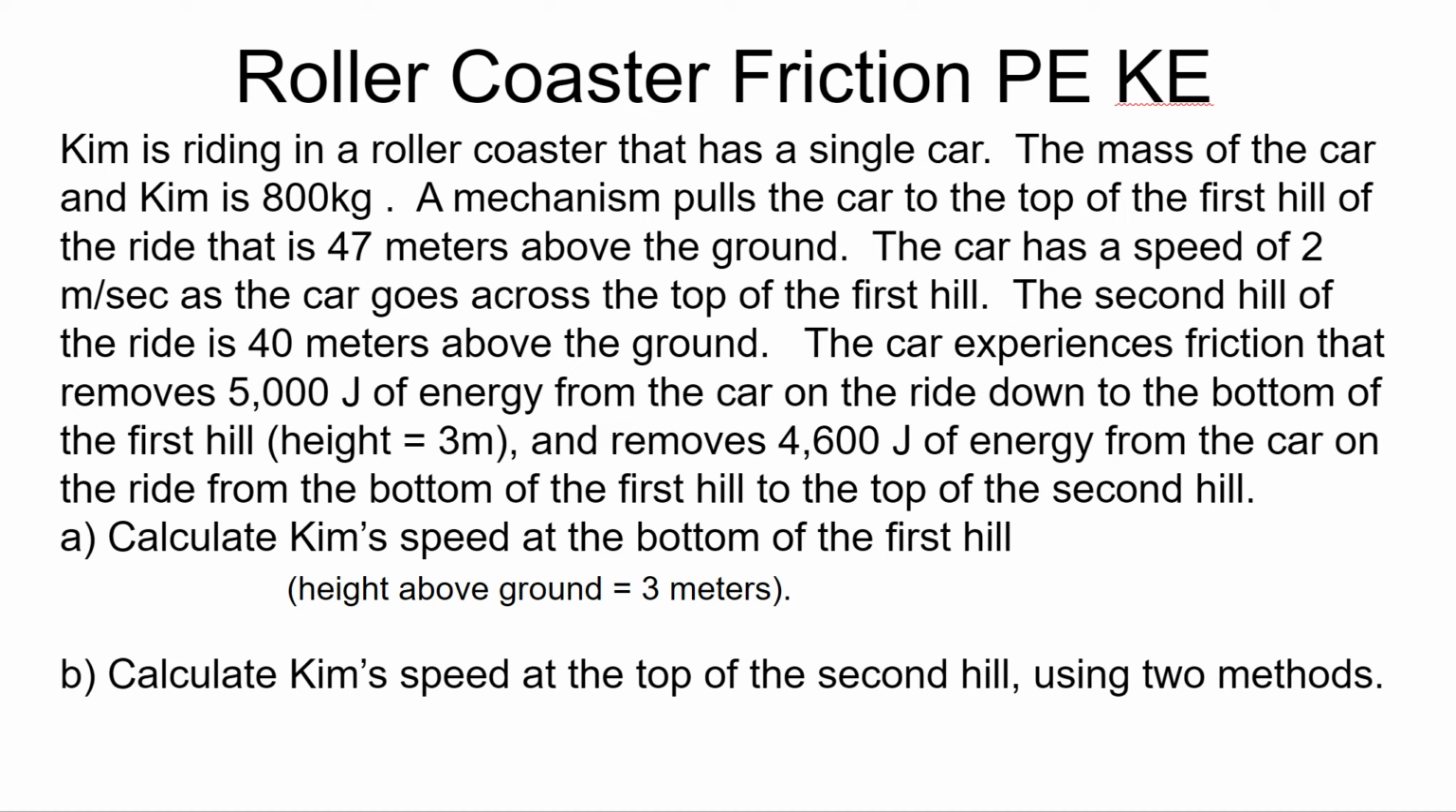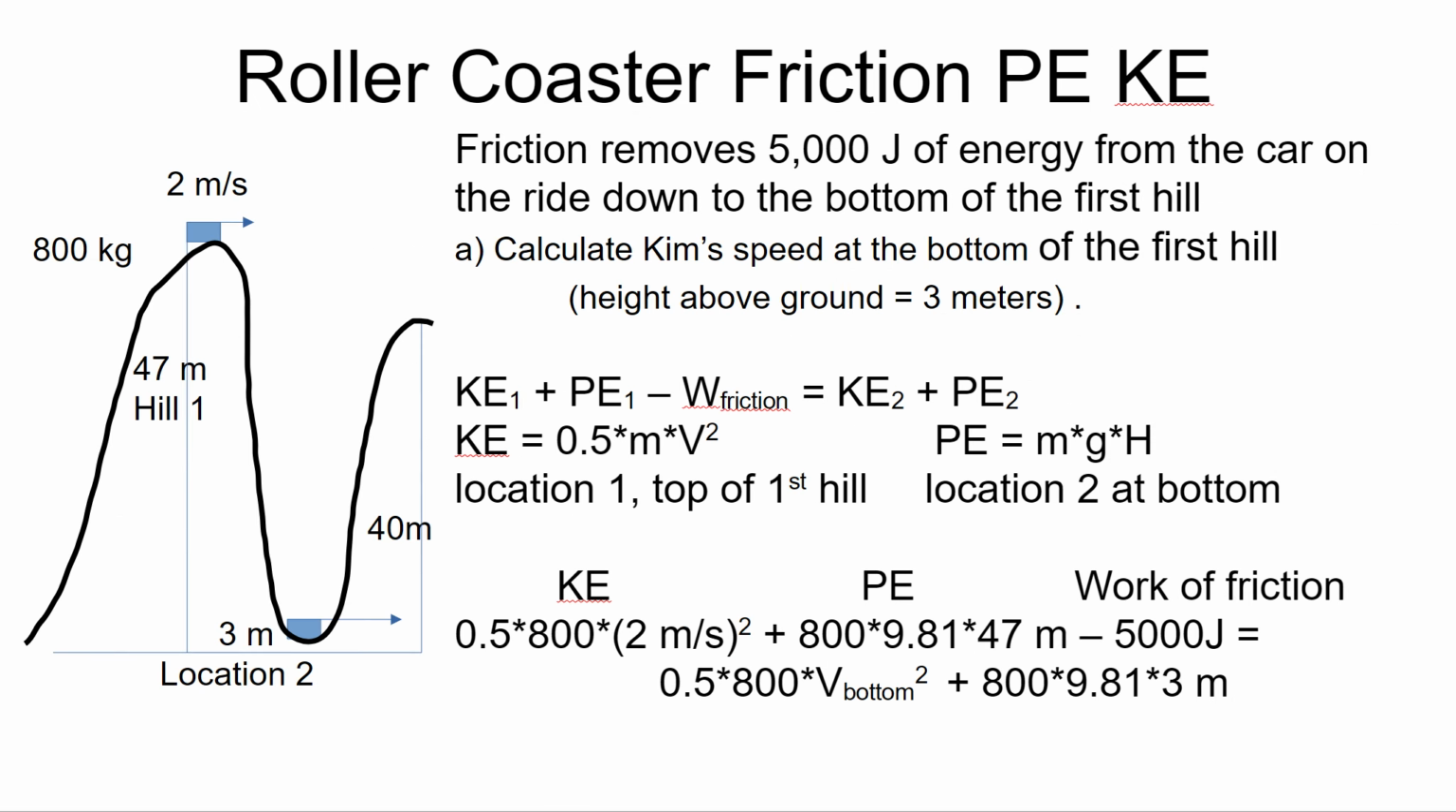So we want to do a couple of calculations here. We want to know the speed of the car and Kim at the bottom of the first hill, and we want to calculate the speed of Kim and the car at the top of the second hill. We're going to use two methods to calculate this speed at the top of the second hill. So you should read through problems and then create a sketch that contains the useful information.